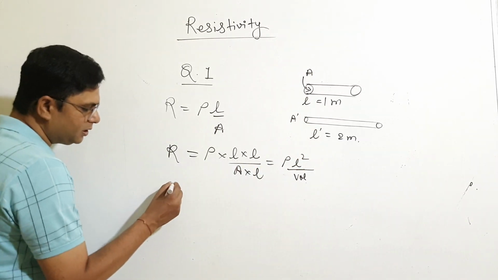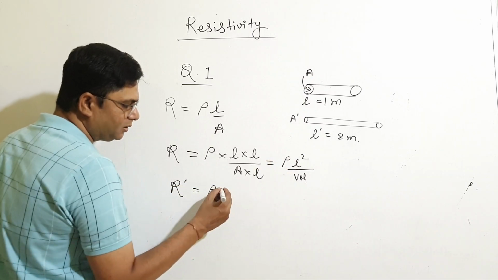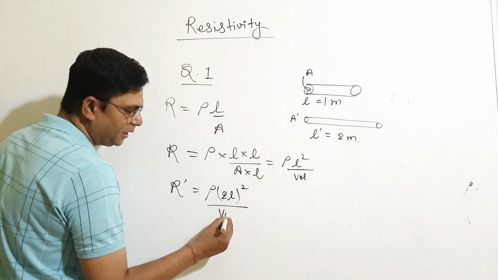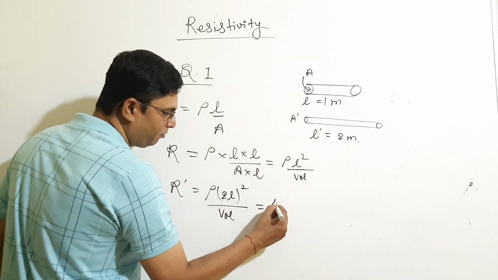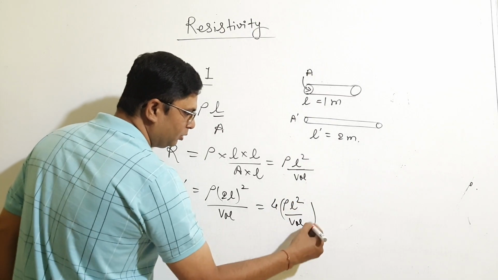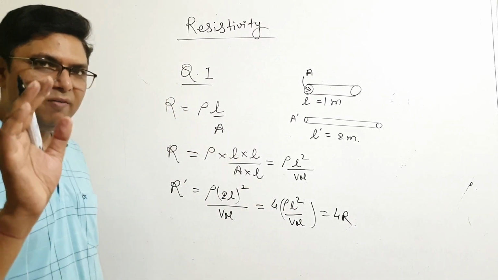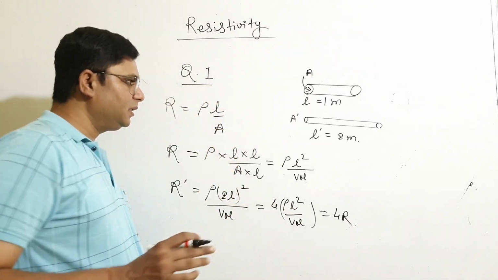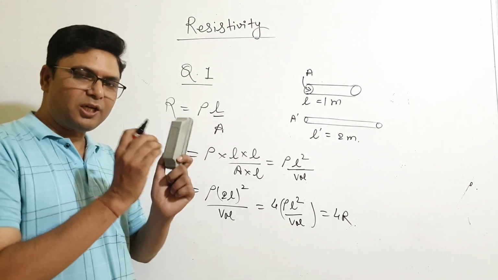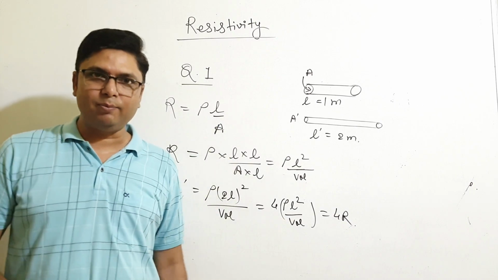Now the new resistance R dash equals rho times L, which is twice, so it is 2L, squared, over volume. Volume is the same, so this becomes 4 rho L square upon volume, which equals 4R. What you have learned is that if the resistance of a wire is R and the wire is stretched to twice its length, then the resistance becomes 4 times.